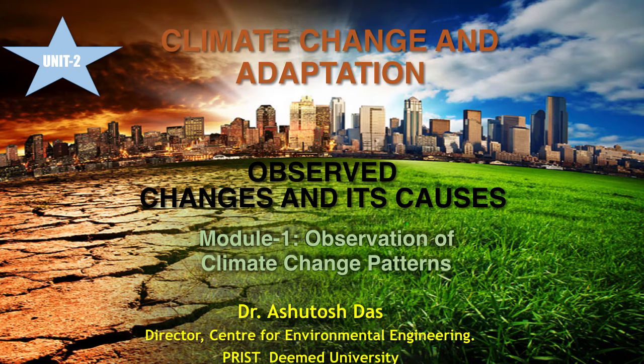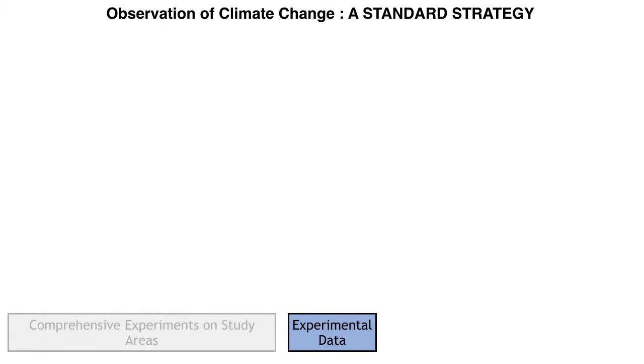Climate change and adaptation. Second unit, observed changes and its causes. The first module of that is observation of the climate change patterns. Here is just one of the many strategies used by scientists in exploring the climate changes. The climate change study starts with collecting the experimental data. For that, one has to investigate the study area by preparing and analyzing the available data.